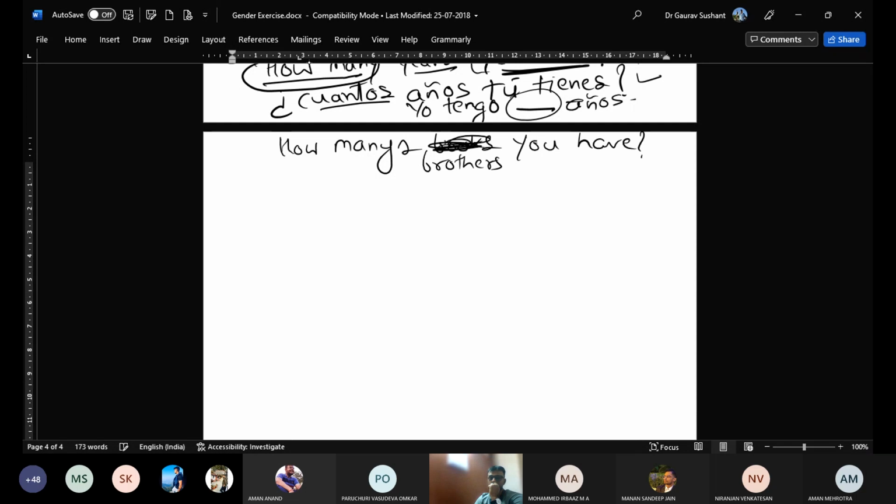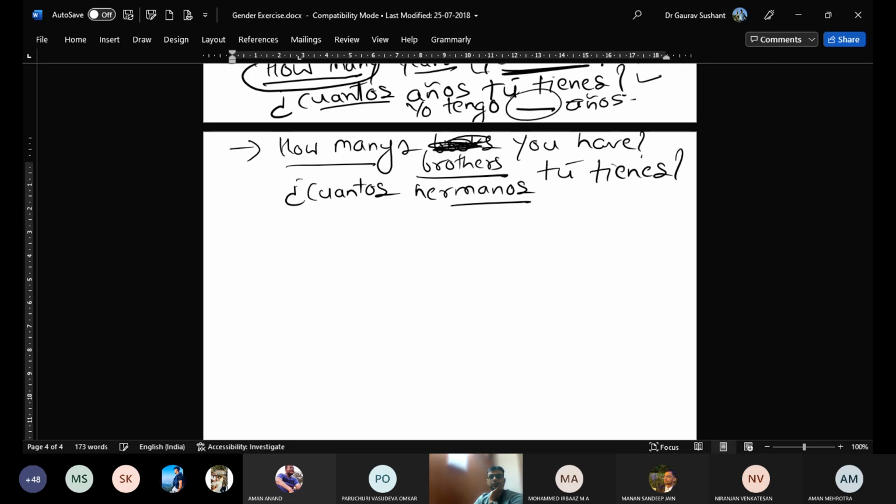This is so straightforward that there is no other way to say this question in Spanish; you can simply do the translation from English. For how many, again I will be using the word cuántos, and brother will be changed into hermanos, and then you have, which will be tienes. This is the structure which you have to follow. In the same way you can change brothers with anything else you think of.